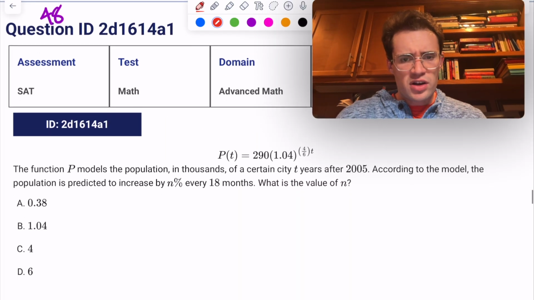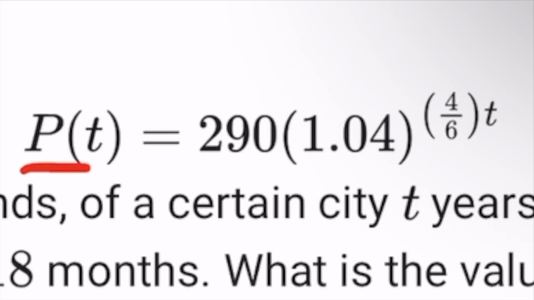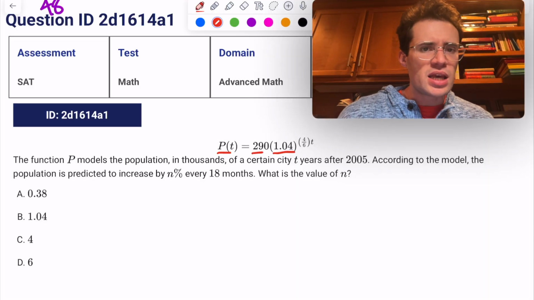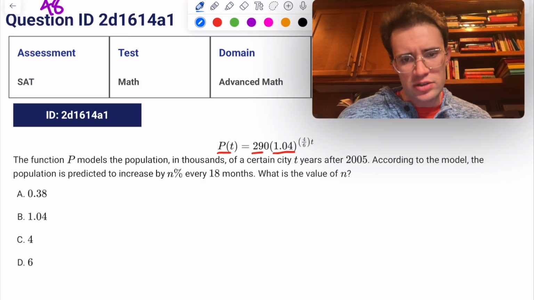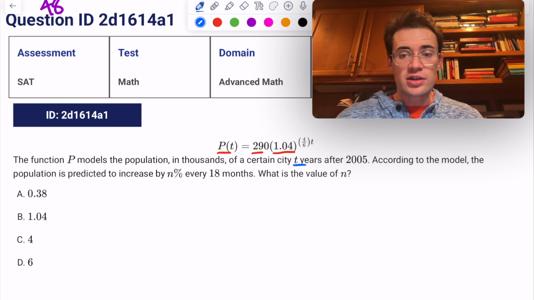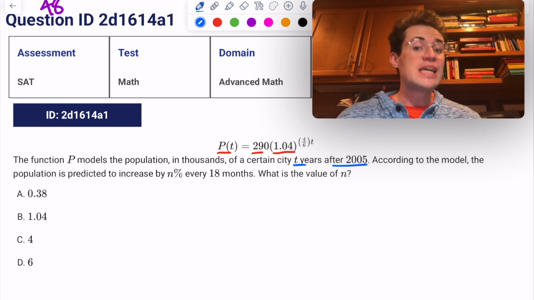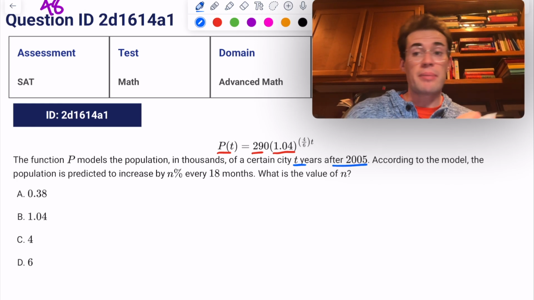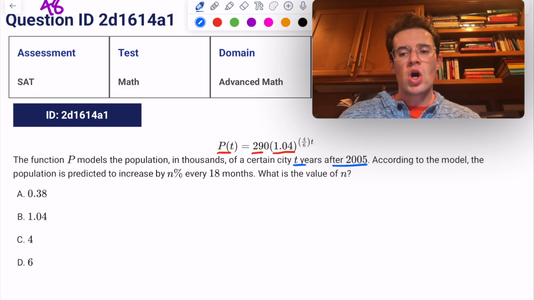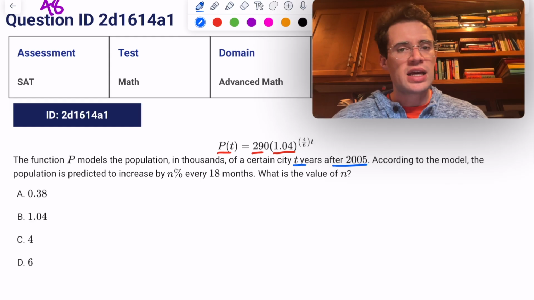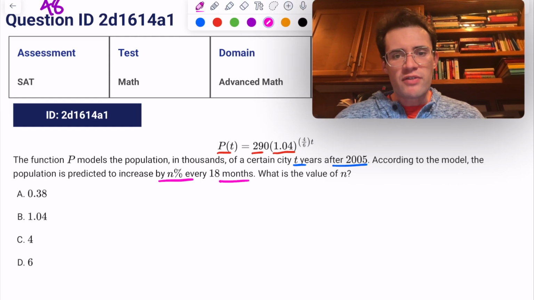All right, here we have this function p of t is equal to 290 times the quantity 1.04 to the power of 4/6 times t. The function p models the population in thousands of a certain city t years after 2005. So when t is equal to 0, that's the population value in 2005. According to the model, the population is predicted to increase by n% every 18 months. What is the value of n?